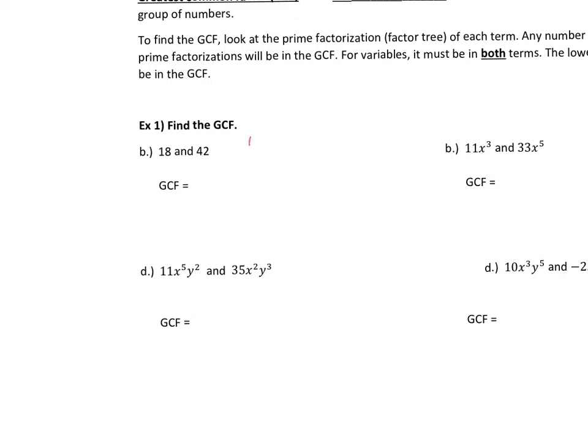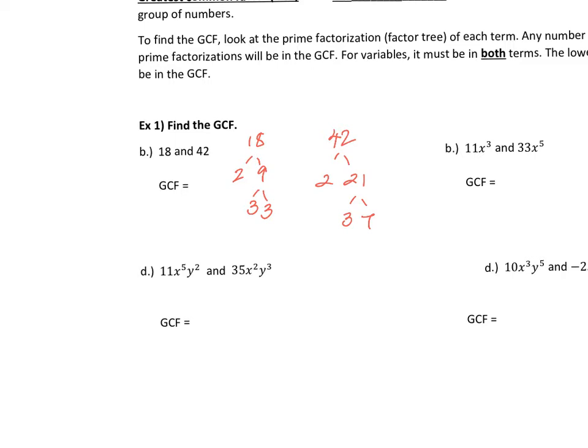So we know they're both divisible by 2. So we've got 2 and 9, and this becomes 3 and 3. Then 42, we have 2 and 21, and 21 becomes 3 and 7. So what's the largest number that they have in common?